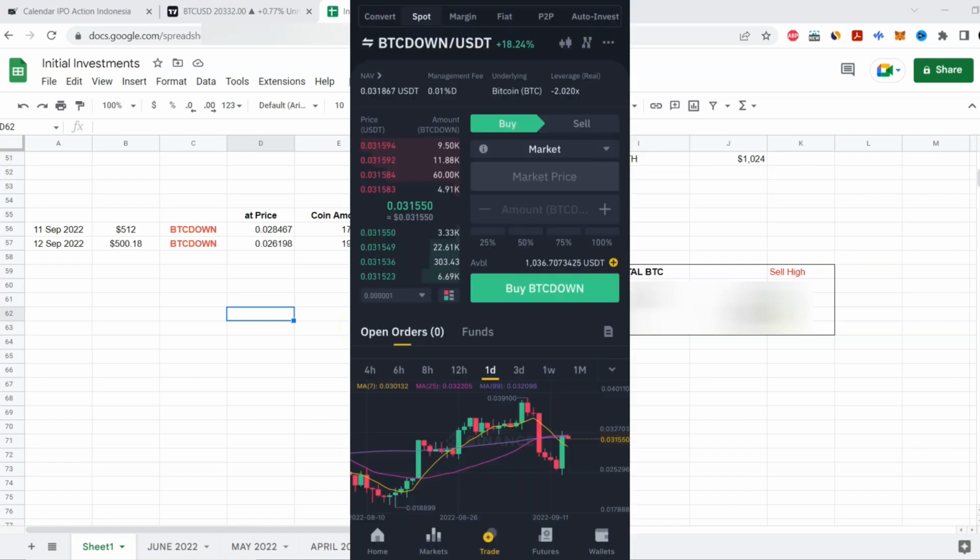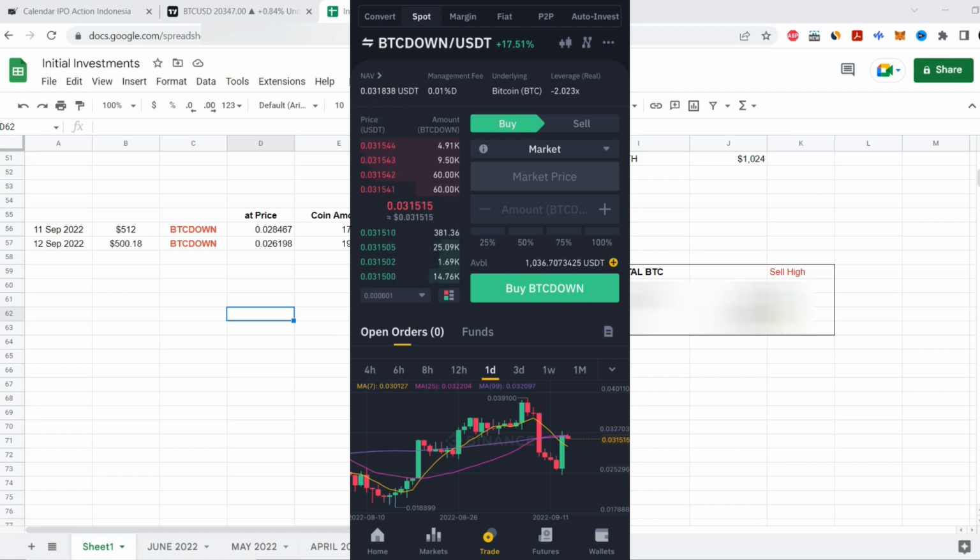Alright guys, today I'm gonna show you how you can short Bitcoin in the Binance spot market. You can actually short Bitcoin without liquidation. If you're playing futures and you short a coin, there's a liquidation, but if you play in spot, there is no liquidation. There is only a management fee.